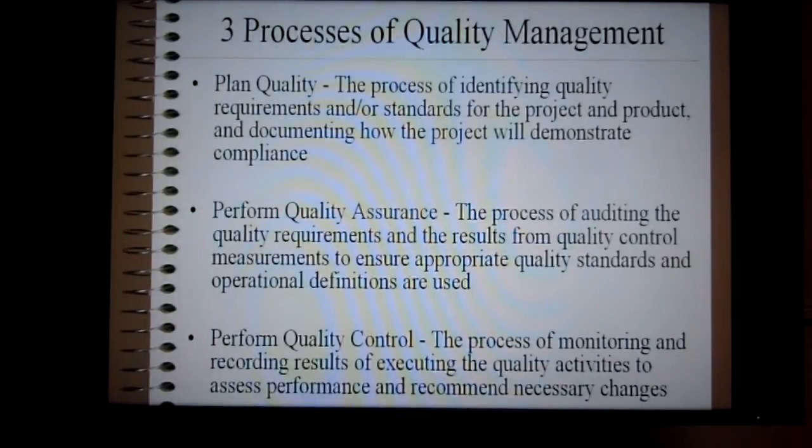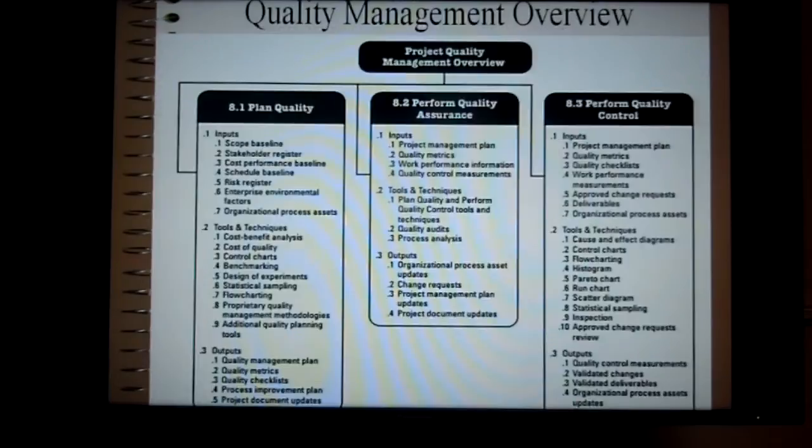Within project quality management, there are three processes: plan quality, perform quality assurance, and perform quality control. Each one of these topics will be discussed very thoroughly within this presentation. Here's a quality management overview that shows the plan quality, quality assurance, and quality control sections, each with their deliverables of inputs, tools and techniques, and outputs, which we will also discuss further on.